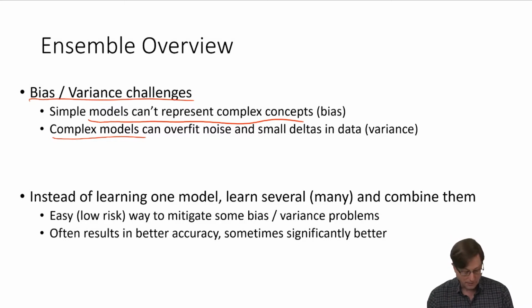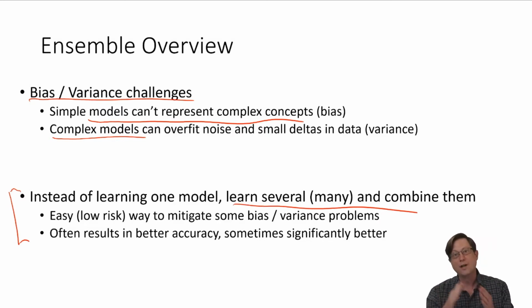But using ensembles, instead of building one model, you can learn several or many and combine them. Depending on how you combine them, you can either get rid of variance mistakes by averaging things out, or actually get rid of bias problems by having a bunch of models that each learn a small part of the concept that you're trying to learn and then combine them at the end. And often ensembles can give you significantly better accuracy.